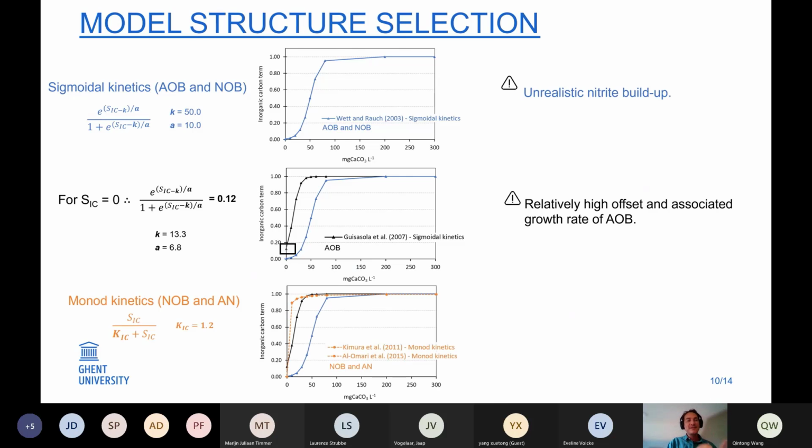Further on, specific to NOB and Anammox bacteria, we have observed very low values related to these half saturation concentrations related to inorganic carbon and using different kinetics. We talked so far about sigmoidal, and then for NOB and Anammox, we observed monokinetics in the literature. This is associated with the fact that those organisms are less affected by inorganic carbon.